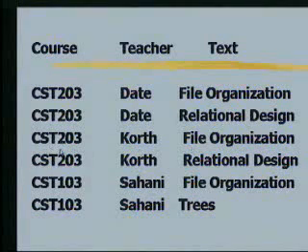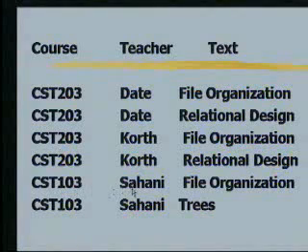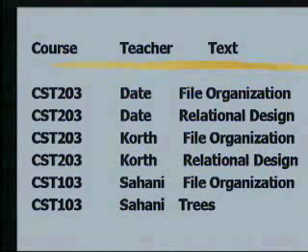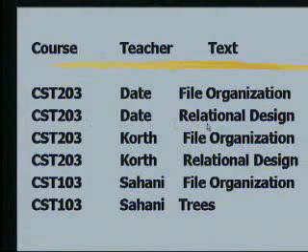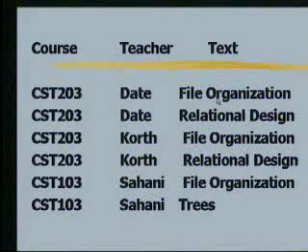Similarly, two tuples are there for Korth. Similarly, two tuples are there for Sahani. As many texts as there are, that many tuples necessarily have to be entered. If we don't enter them, then the possible implication may be misinformation. For example, if I don't enter that CST 203, Date is teaching relational design, there can be misinformation that Date is just teaching file organization. So this particular misinformation we cannot give.